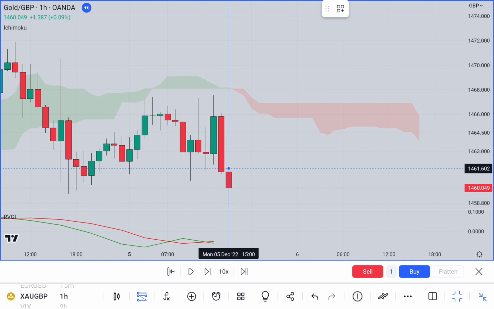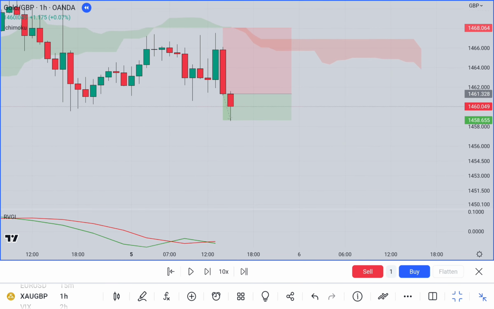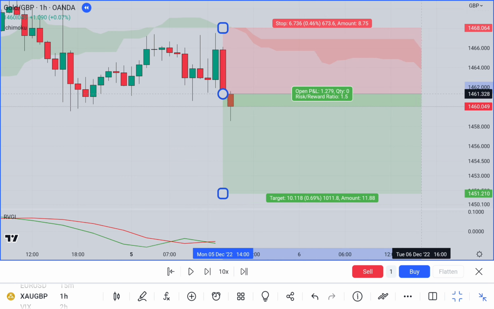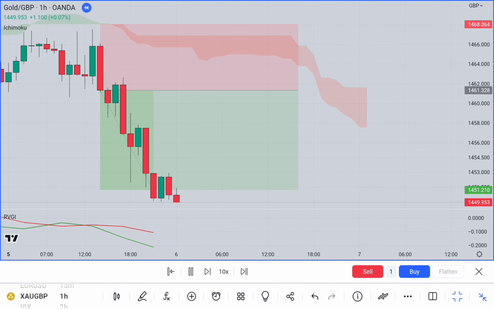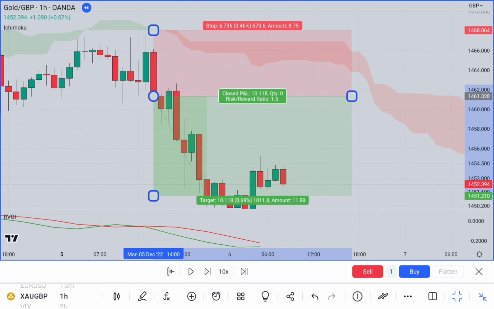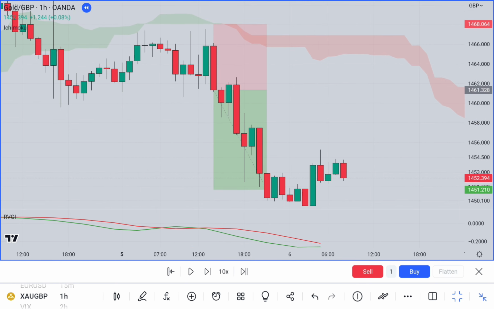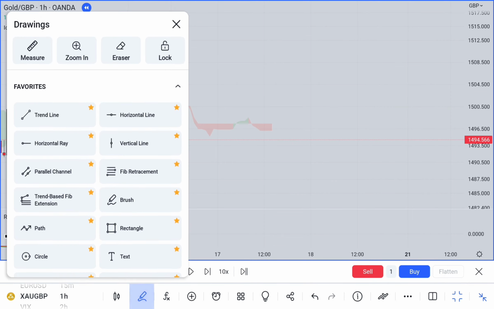Set the stop-loss level above the most recent swing high. The target level is 1 to 1.5 risk-to-reward ratio. Traders can either close the entire trade or take some profits and move the stop-loss level to the entry point. Let's work a little more and take our strategy to the next level.